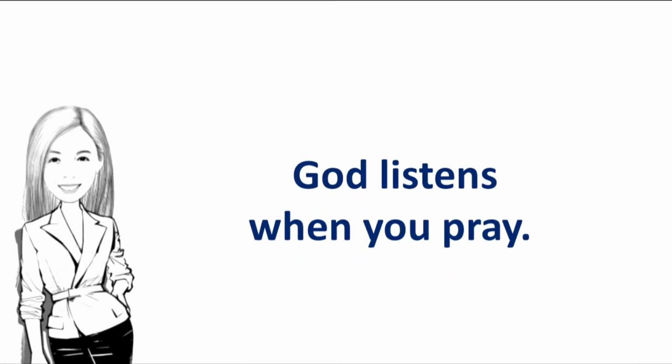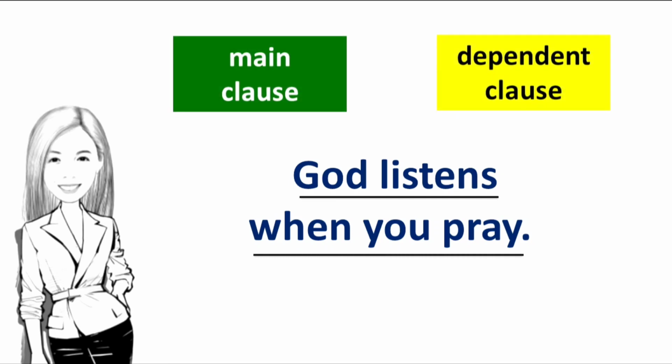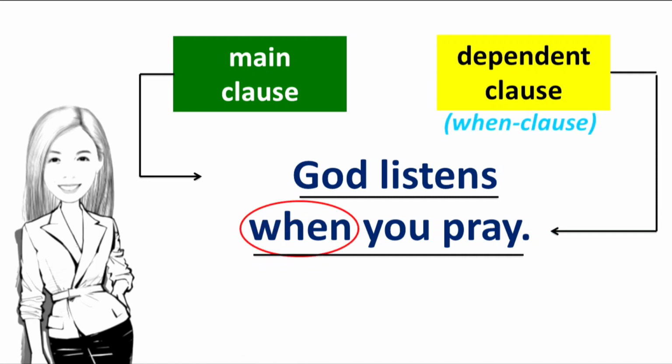Next example. God listens when you pray. Which of them is the main clause and which is the dependent clause? If you said that God listens is the main clause and when you pray is the dependent clause, then you're correct. When you pray is a when clause, and as we say, dependent clause is the condition, while the main clause is the result. When you pray, the result is God listens.